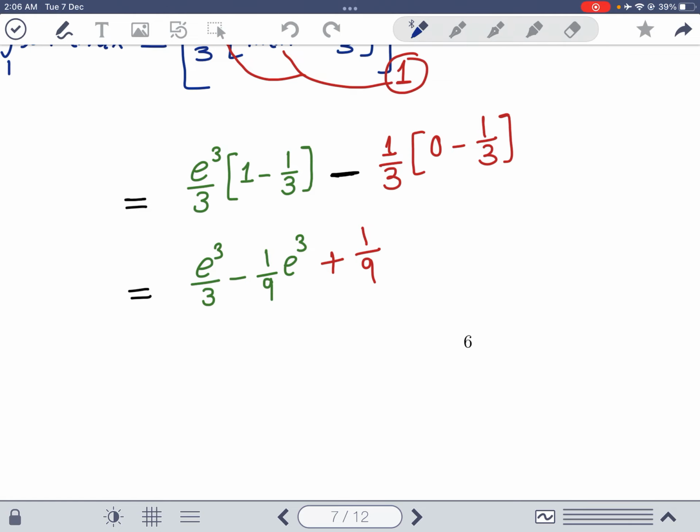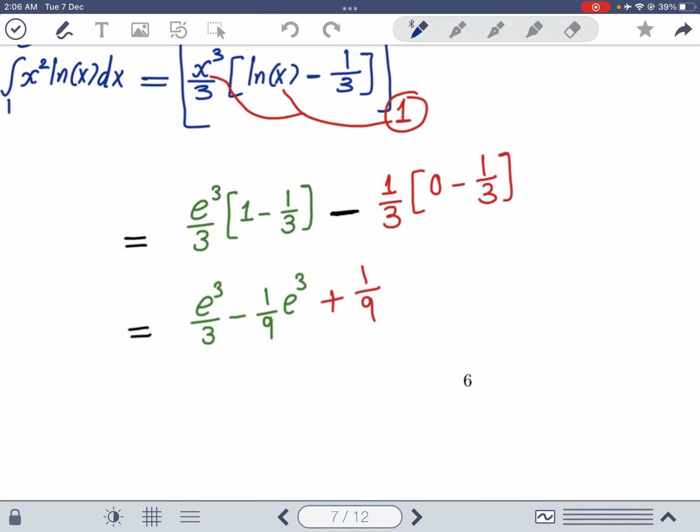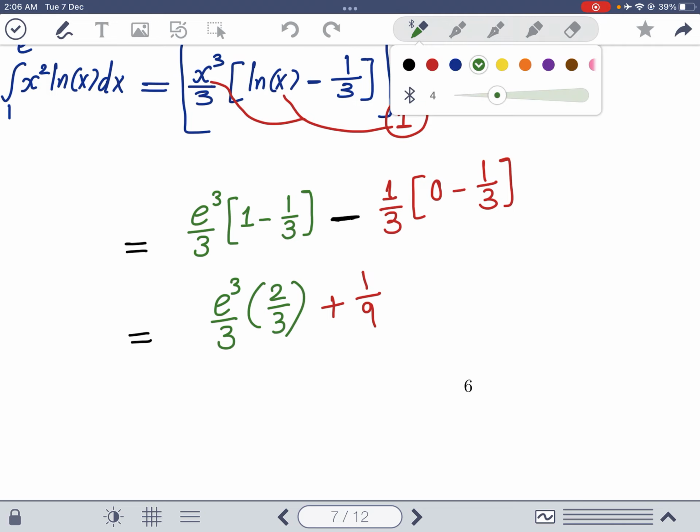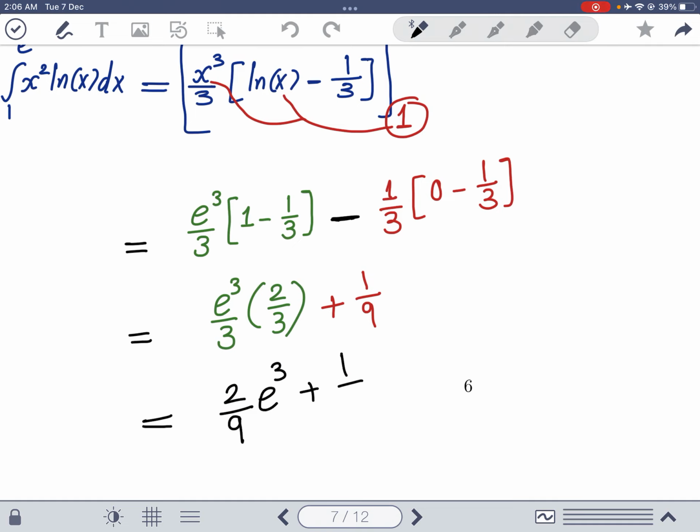So you can actually combine. By the way, there was something that I should have done. This here, 1 minus 1/3 is 2/3. It could have been much easier to do it this way. Let me just go back and say e cube over 3 times 2/3. It's just much easier. And now the answer here will be 2 over 9 e cube plus 1 over 9. So you can even write it like this: 2e cube plus 1, and with a common denominator 9.